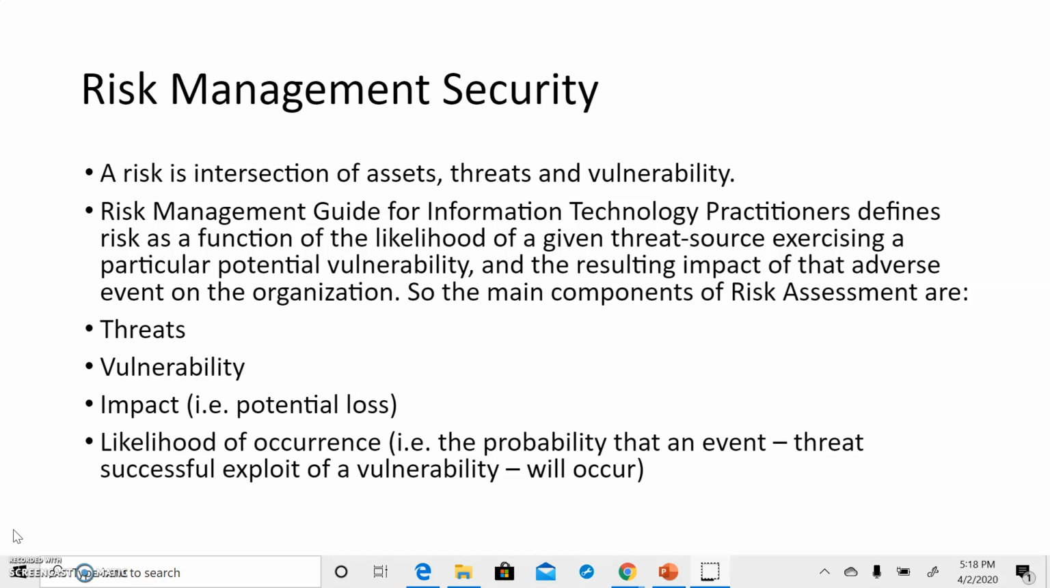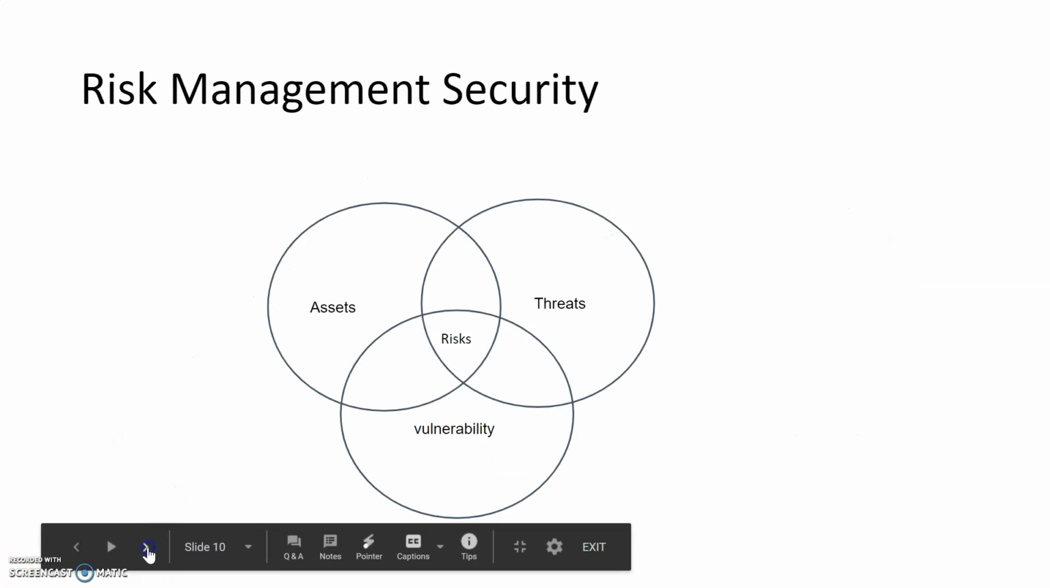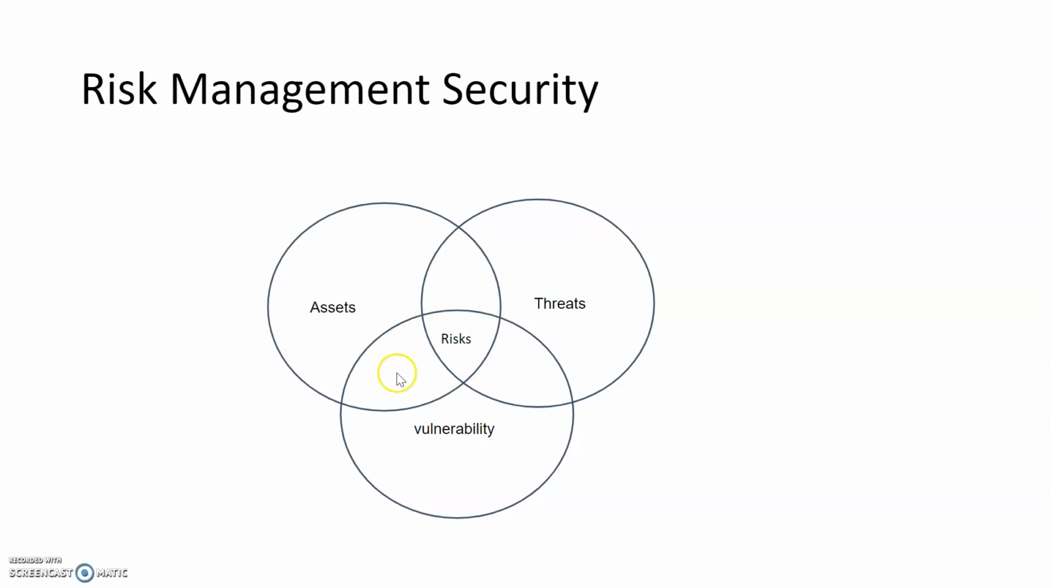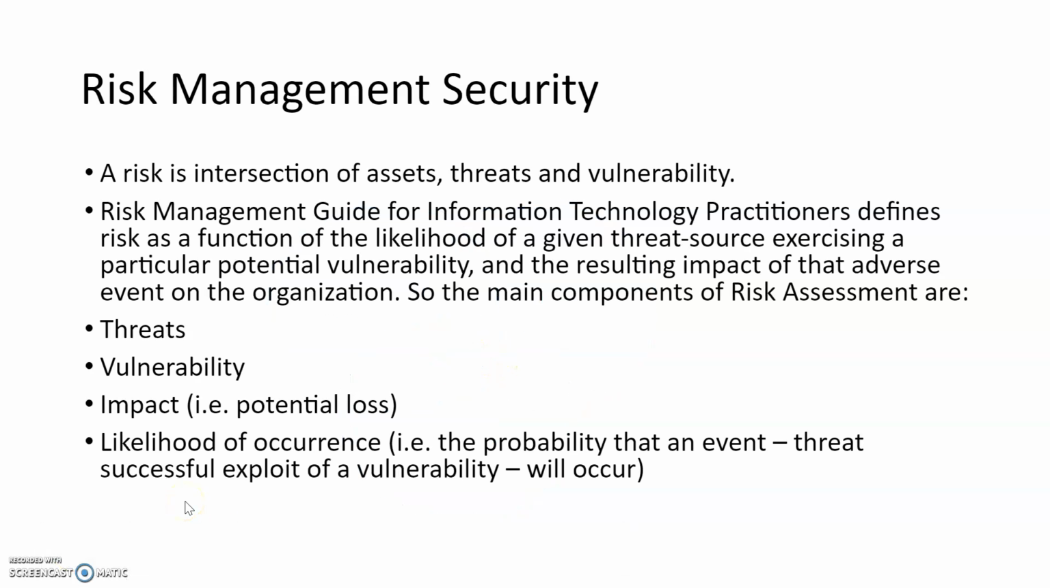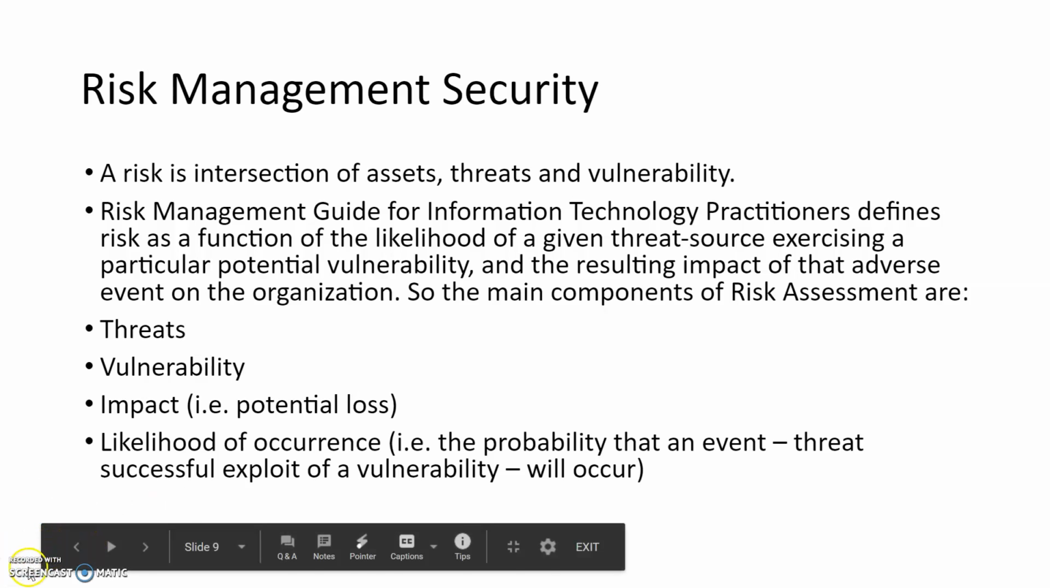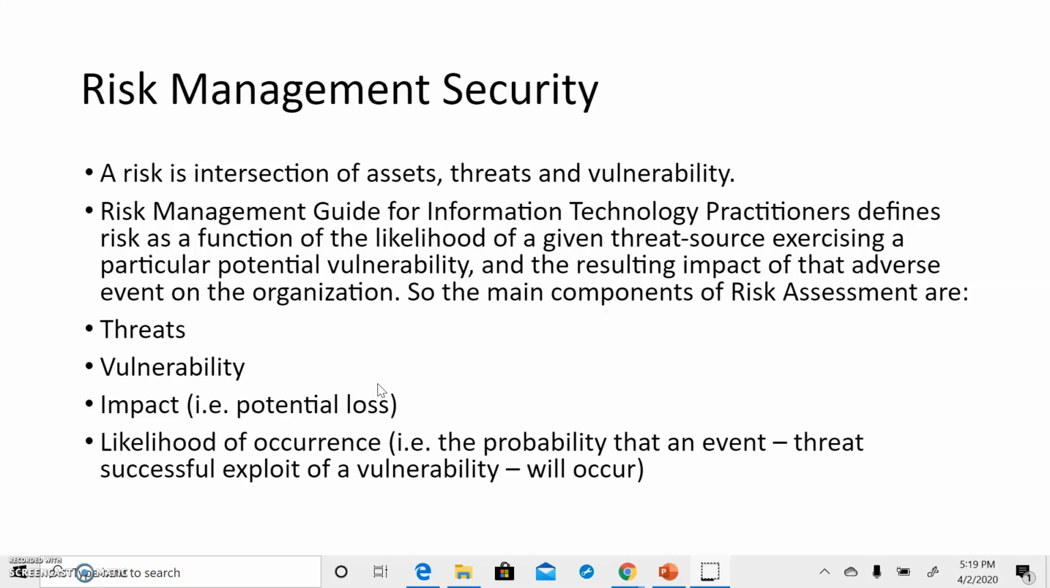So risk is the intersection point between threat, asset, and vulnerabilities. That portion is known as the risk. So risk management security is very important for any organization. A risk management policy works like this: first, they have to find out what the assets are for their systems. Second, check out all the threats. Third, what vulnerabilities do these threats have? And next, what is the impact of that threat?